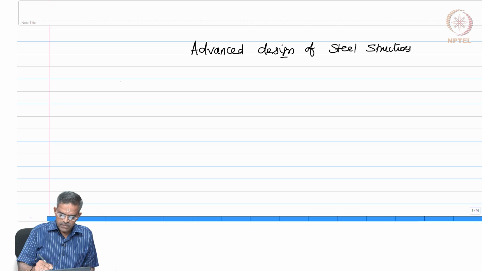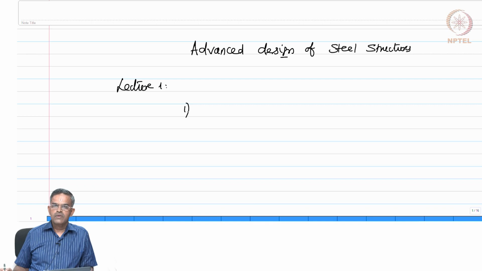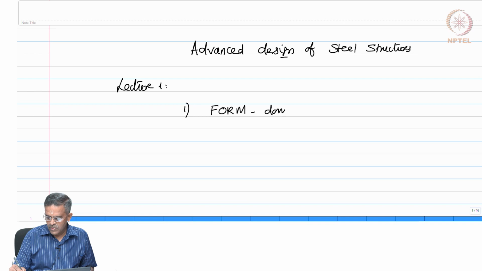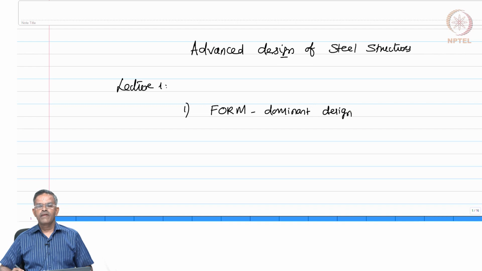In this lecture, we are going to learn two things. We are going to understand what we mean by form dominant design, what is speciality about this form dominant design, where are they applicable, and when we do a form dominant design approach, what will be the basic essential challenges which come in the design principles. We will learn about that in this lecture.